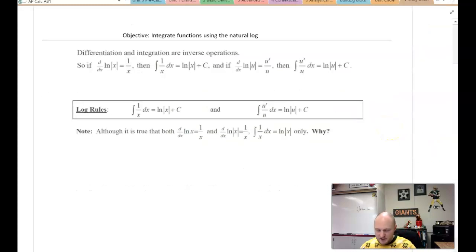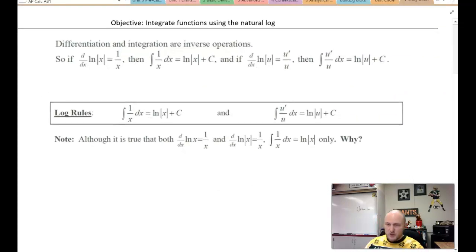All right, moving on to the second half of our lesson, we want to talk about integrating using the natural log. Differentiation and integration are inverse operations, and thus if the derivative of the natural log of the absolute value of x is 1 over x, then the integral of 1 over x is equal to the natural log of x plus a constant.